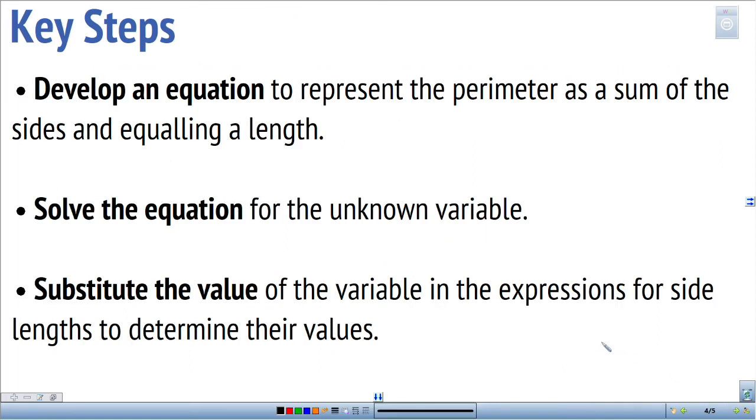So, the key steps for problems like this: you need to first develop an equation to represent the perimeter as the sum of the sides and equaling the length that is given to you. The next thing you're going to do is solve that equation for the unknown variable. And once you know that value, you will substitute it into the expressions for the side lengths to determine their values.